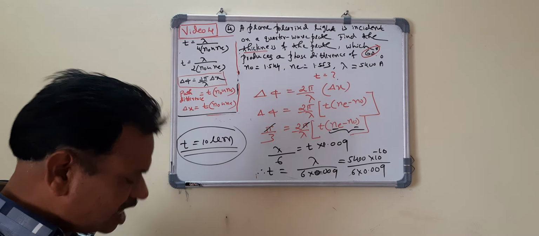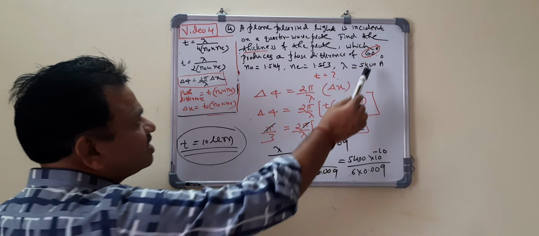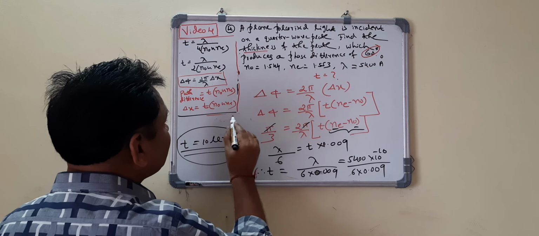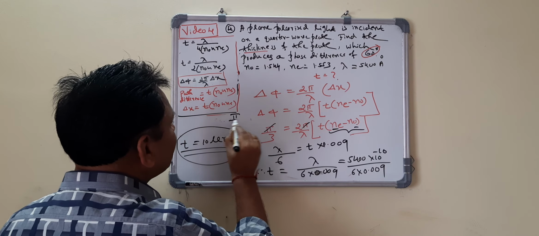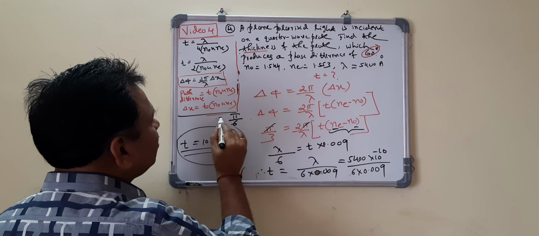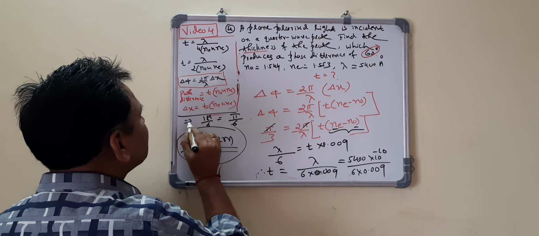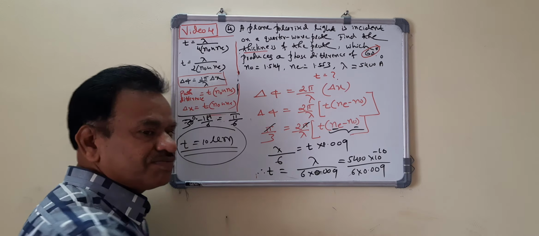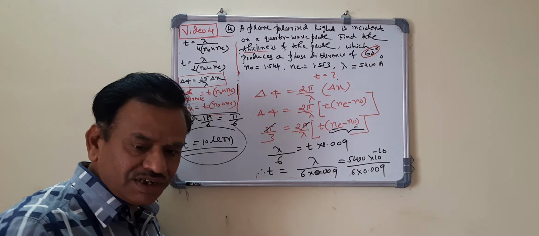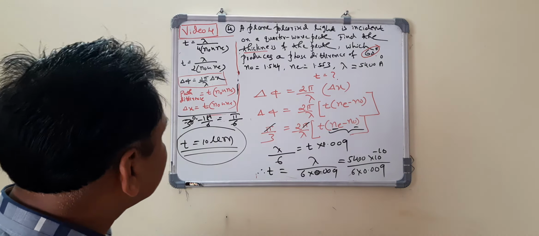This is a very interesting problem. Suppose 30 degrees is given, then what to write here? 30 degrees means pi by 6, because 180 divided by 6 equals 30 degrees. Okay, now I will stop the discussion on this.